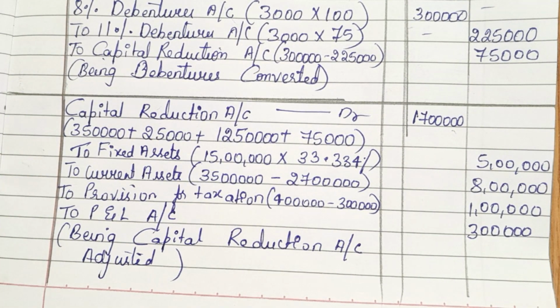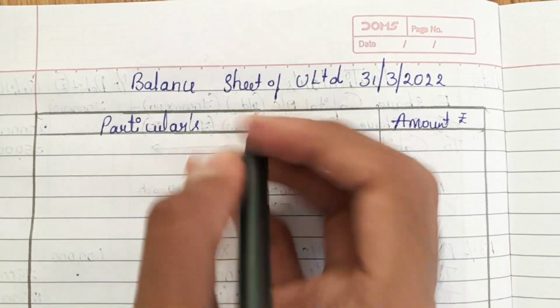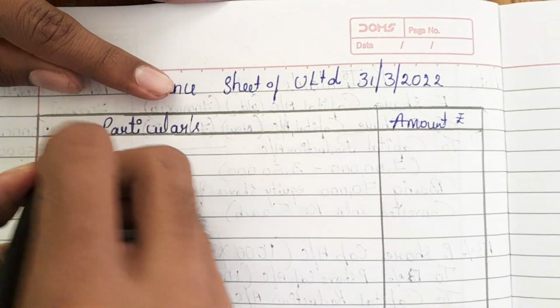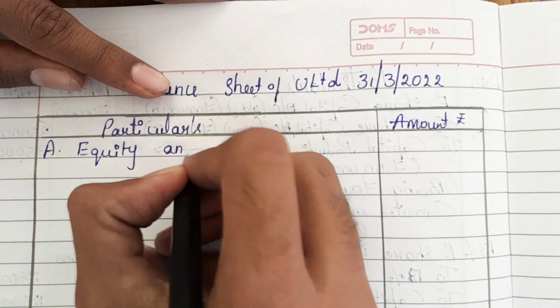Now let us see how to prepare the balance sheet. So while preparing a balance sheet, we need to follow this format. First we should write equity and liabilities.